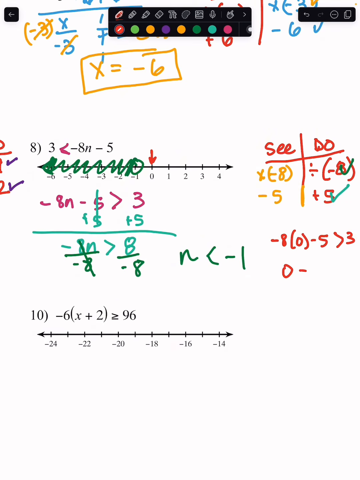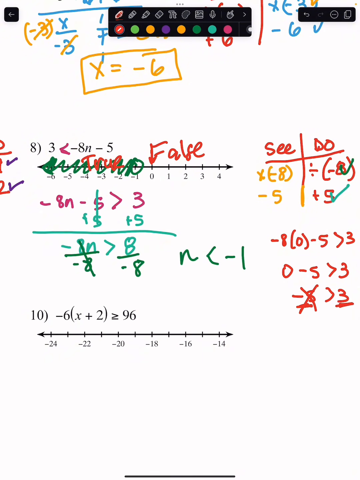Is that true? Would you rather owe somebody $5 or have $3? I don't want to owe anybody anything. So 0 is on the false side. And the shaded is on the true side. Okay, so y'all shade on the true side. That's how you can do a quick check.